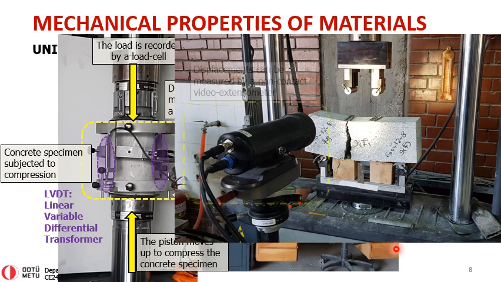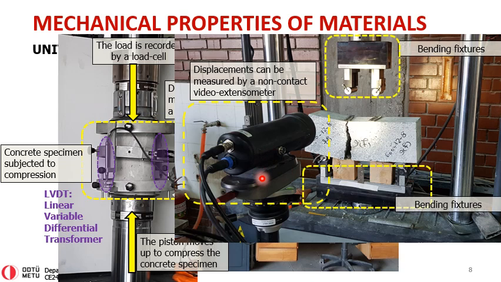Sometimes we can use other instruments, like this is a non-contact video extensometer, and the displacements are measured now using this video recording instrument, I can basically say. And this is another test setup where we are testing concrete in bending, and now we have attached the bending fixtures both to the bottom and to the top of this loading frame.